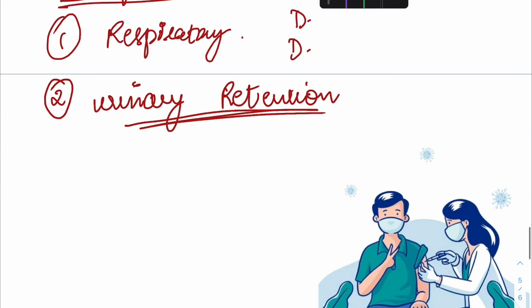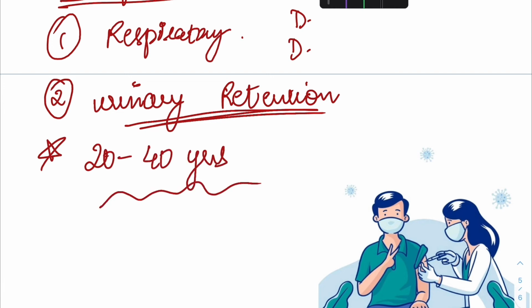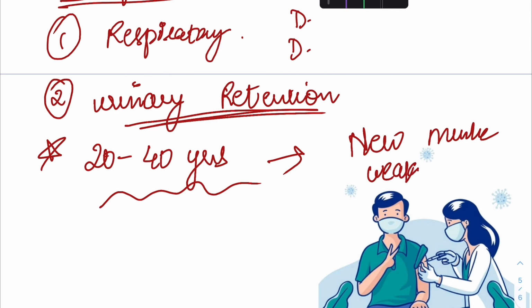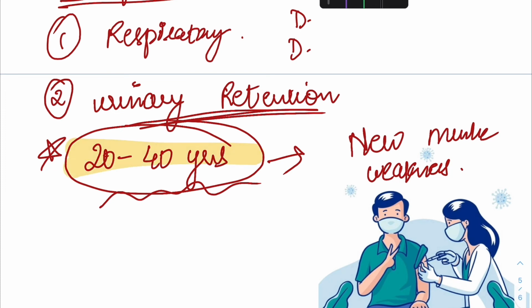Another very important thing is that 20 to 40 years after you have been infected with this virus, you will see some new muscle weaknesses. The muscles which have already been infected are already affected, but your new muscles which were not previously affected are going to show muscle weakness after 20 to 40 years.